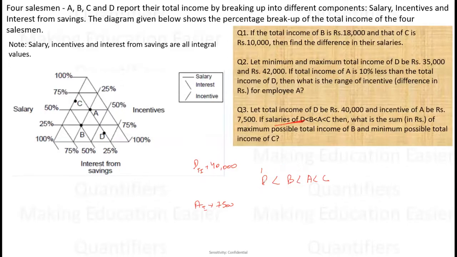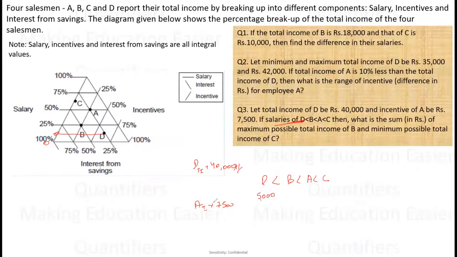Now, to calculate the salary ranges first: D's total income is 40,000. If D's total income is 40,000, what is the salary of D? Salary of D is 12.5%, right? Half of it starts from zero. It's in between, so 12.5, that is 1 by 8. So 1 by 8 means 5,000. So D's salary is 5,000.